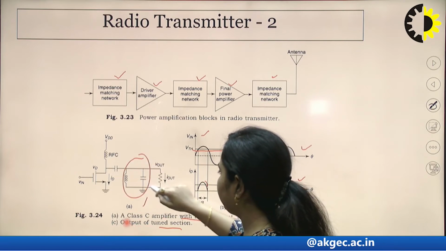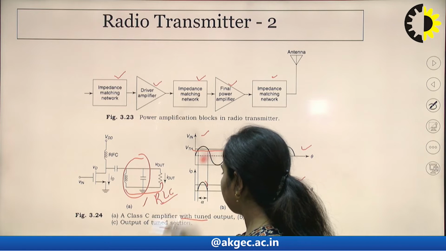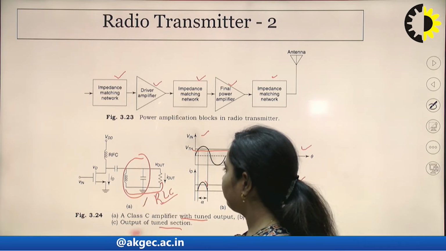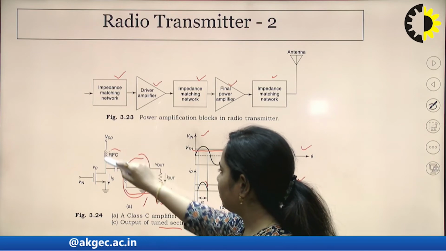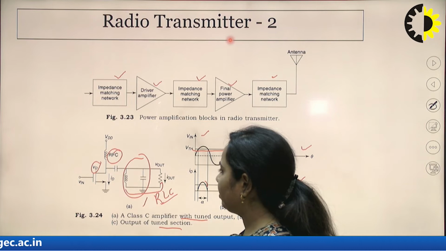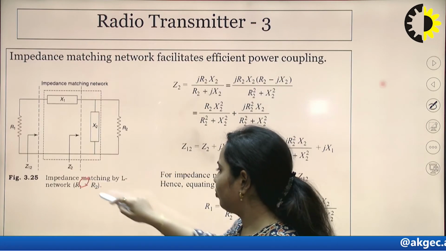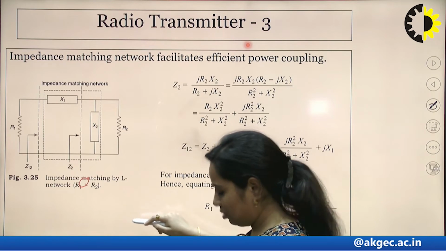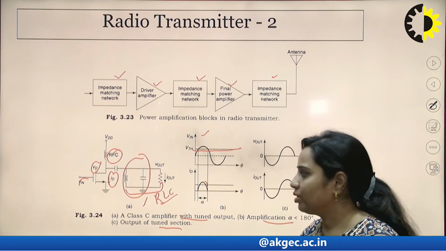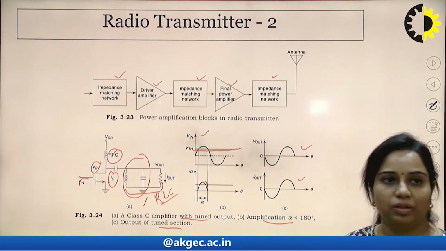Now the tuned circuit is a combination of RLC, that is resistance, inductance and capacitance, used at the output of this class C amplifier. This is the radio frequency coil and this is V_D, that is the drain voltage. This is the input voltage and this will be the drain current. So whenever the input crosses the threshold voltage, the drain current will appear. So this is how this radio transmitter looks.